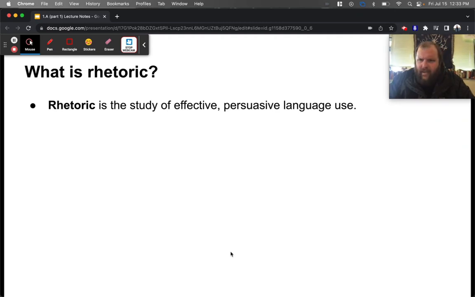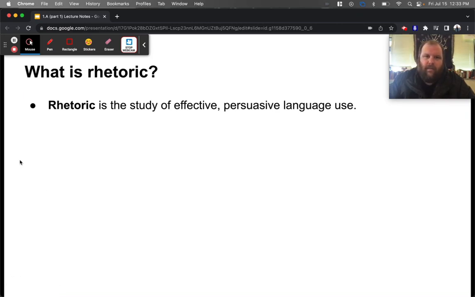So we are surrounded by persuasive language. We are constantly bombarded by it. We use it constantly. We fall prey to it. It's everywhere, right? And it can be used for good, and it can be used for bad, right?